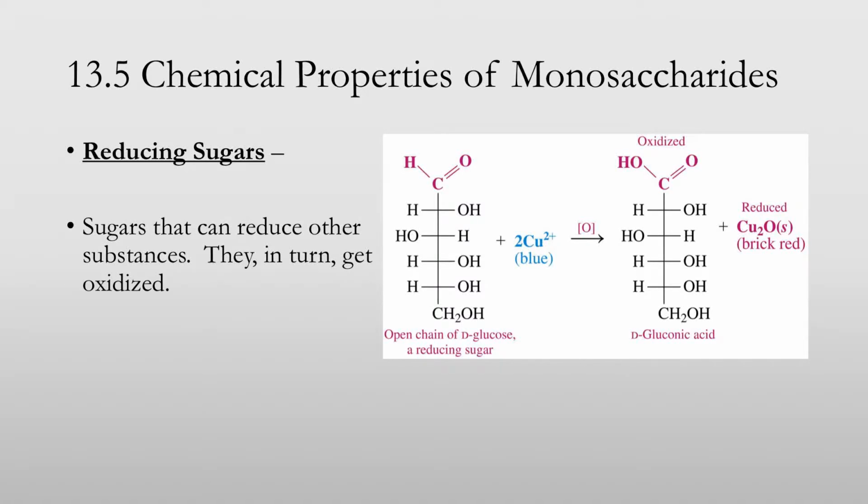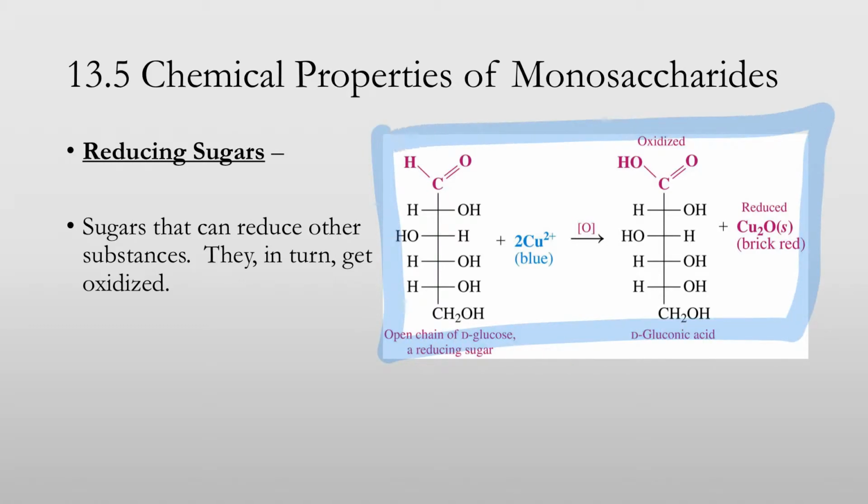Section 5 is chemical properties of monosaccharides. The first thing we have here is reducing sugars. And these are basically just sugars that can, as the name suggests, reduce other substances. They in turn get oxidized in the process. You might remember the picture here.